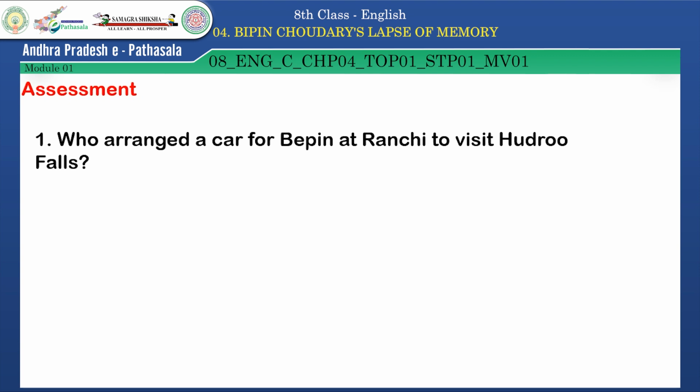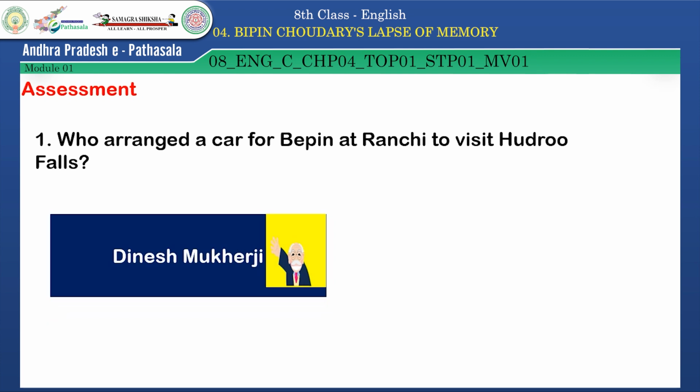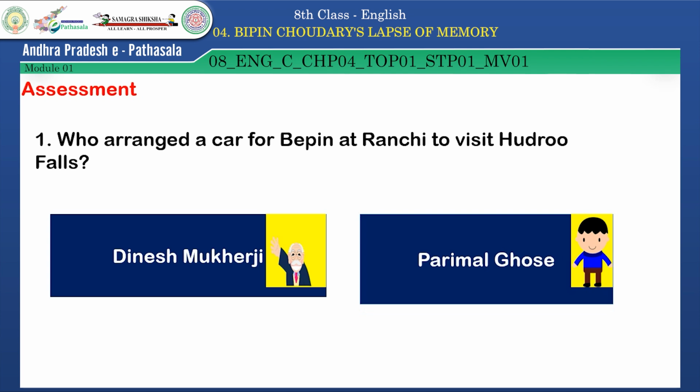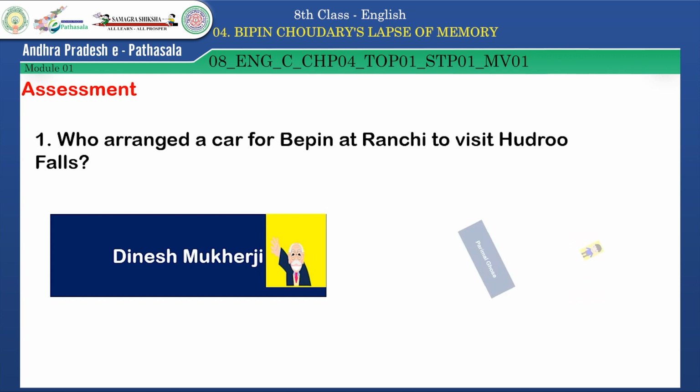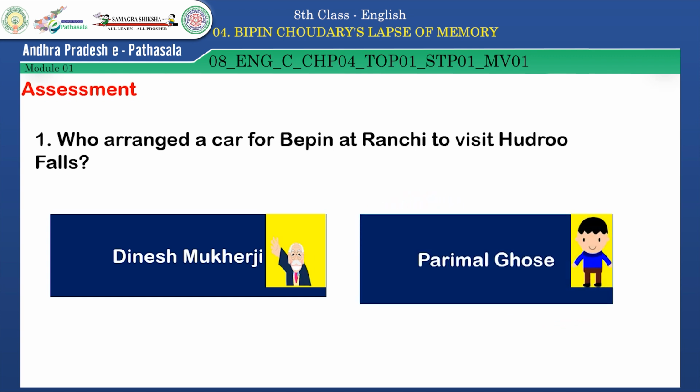Assessment. Who arranged a car for Bipin at Ranchi to visit Choudhury Falls? Is it Dinesh Mukherjee or Parimal Ghosh? Who arranged a car for Bipin at Ranchi? What's the right answer? Yes, you are right, Parimal Ghosh. Well done.